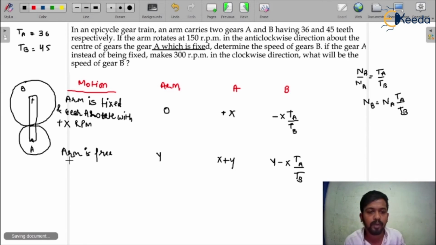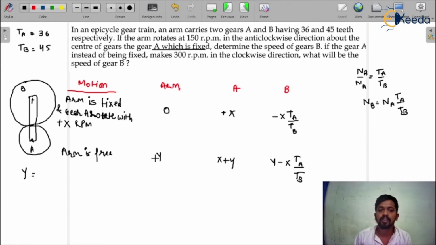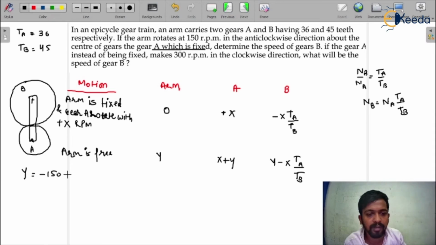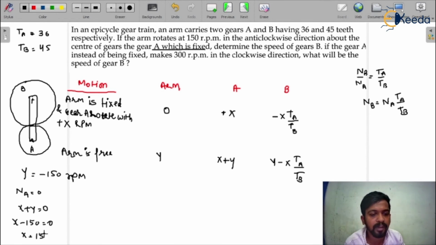Here the arm velocity is given, that is 150 rpm, but in anti-clockwise direction. We are assuming clockwise as the positive direction, so it is anti-clockwise, that means minus 150 rpm. So y is equal to minus 150 rpm. Now in the question it is given that the gear A is fixed, that means Na is equal to 0. If Na is equal to 0, then x plus y is equal to 0, that means x minus 150 is equal to 0, and you will get x is equal to 150 rpm.